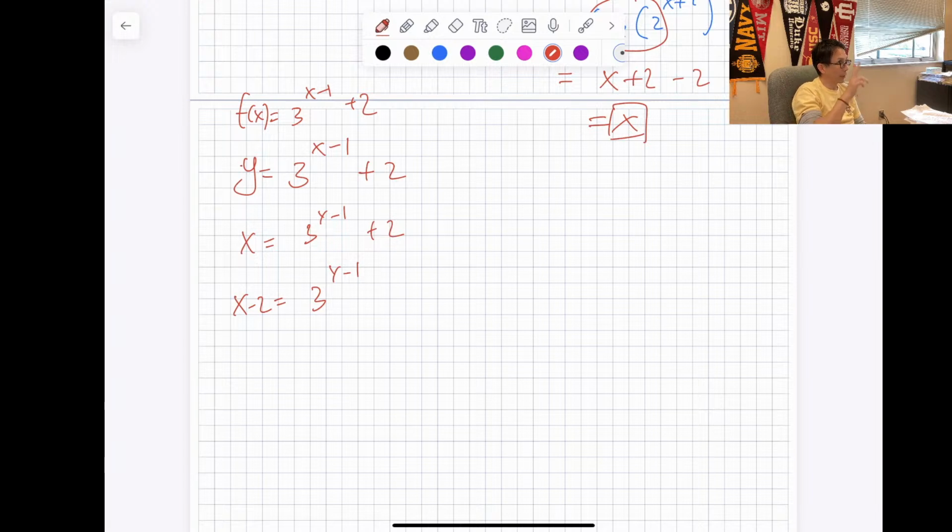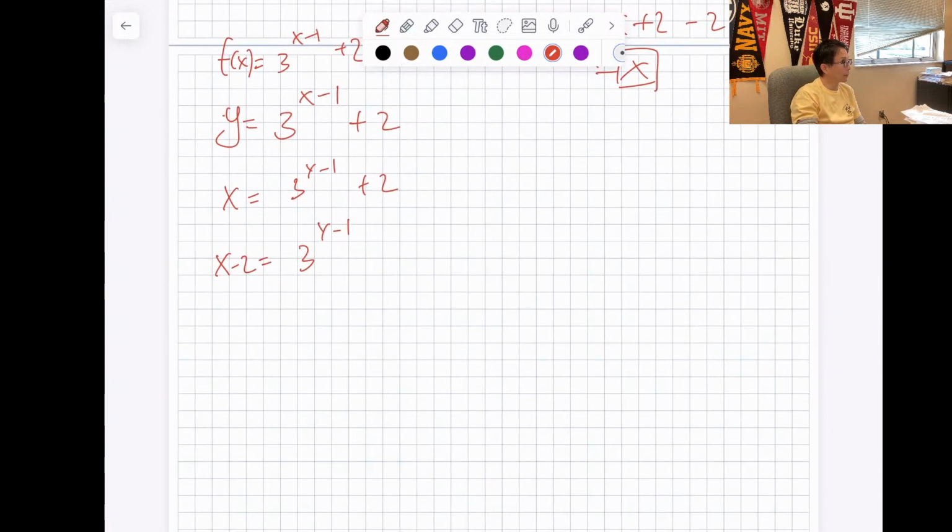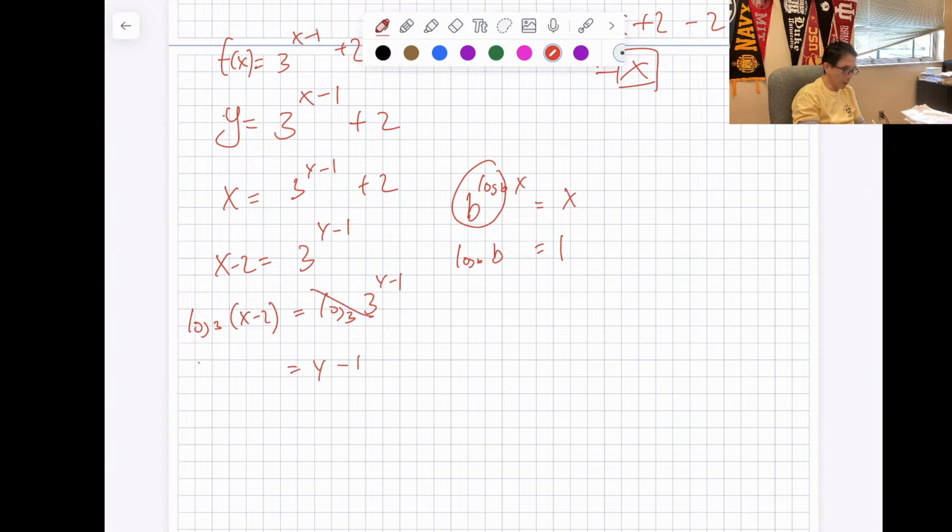Now, I'm going to do the other way first. How do I get rid of 3? I need to do this one. So there are 2 ways to do it. b to the log base b of x, that's equal to x, because this will cancel each other out. Or log base b of b, that's equal to 1. So therefore, to get rid of 3, I need to do log base 3 of x minus 2 equal to log 3 of 3 to the y minus 1. So this will cancel out. This means y minus 1 equal to log 3 of x minus 2. And then y is equal to log 3 of x minus 2 plus 1.